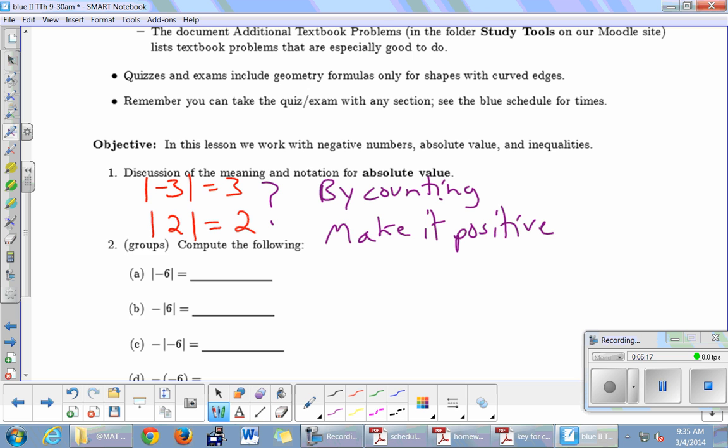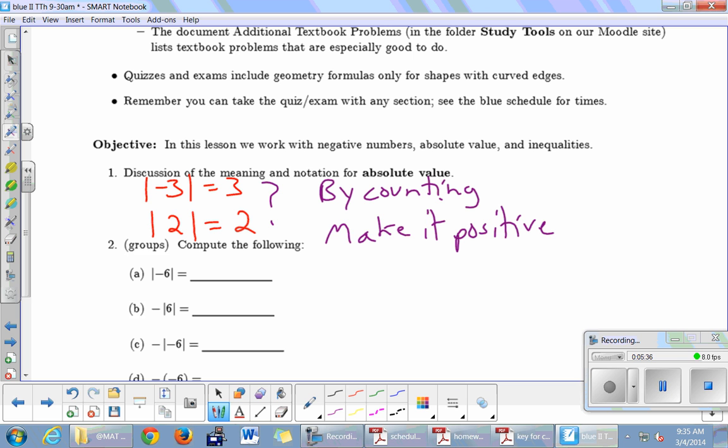So is this something that we all know how to do? Okay, so let's go with this make it positive idea. If you have a negative number and you want its absolute value, you just make it positive. So it's like ignore that negative sign. It's a strange thing to do, but this is what we do.